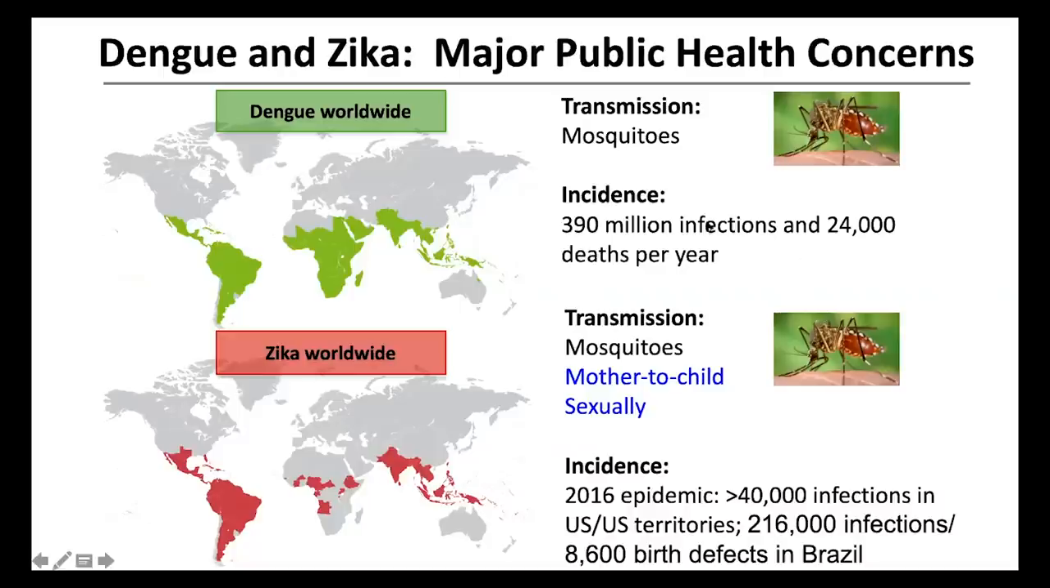In terms of these two viruses being major problems for the world, an estimated 390 million infections occur each year, and out of those, about 24,000 die for dengue. As for Zika, during the famous 2015-16 Zika epidemic in the Americas, more than 40,000 Zika infections were recorded in the US and US territories. And in Brazil, the epicenter of the epidemic, there were over 200,000 Zika infections and almost 9,000 Zika-related birth defects.